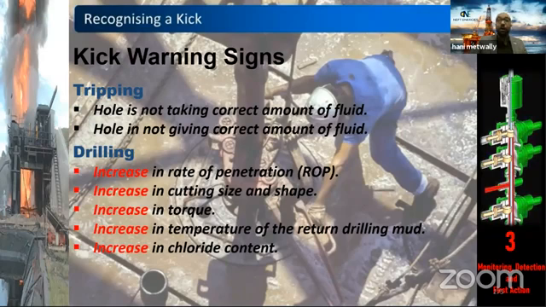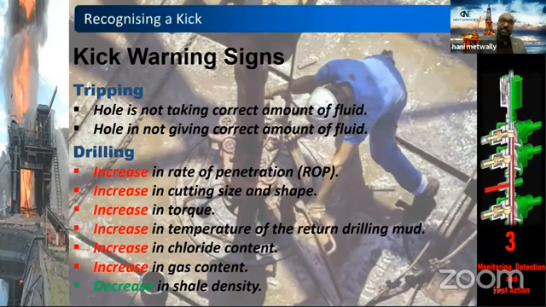Chloride content, salinity. The mud engineer on location takes a sample of the return, performs some tests, and measures the chloride content of the mud. If the chloride content increases, it can be a warning sign of kick. The gas content. We consider the dangers: kick is a gas. So if the gas content in our fluid increases, it can also be a warning sign that we have a kick. Last one, shale density. The shale density will decrease if we have a kick. So it is very easy to remember that almost all the drilling parameters will increase, but only the shale density will decrease.